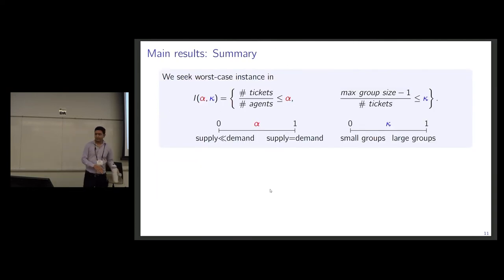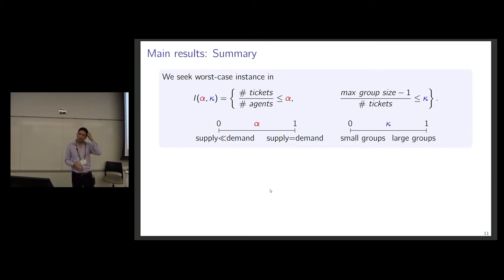So let me present now the summary of the results. So we're going to be looking at the worst case performance. So we're going to study specific allocation rules, and we're going to look at the worst case performance. However, we cannot look at the worst case performance over all instances, because as we show in the paper, there are some extreme instances where no mechanism can obtain good performance guarantees.